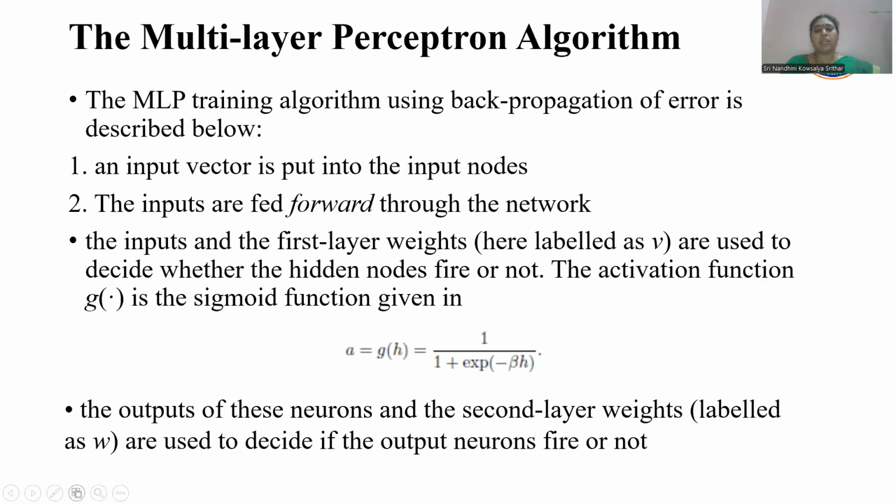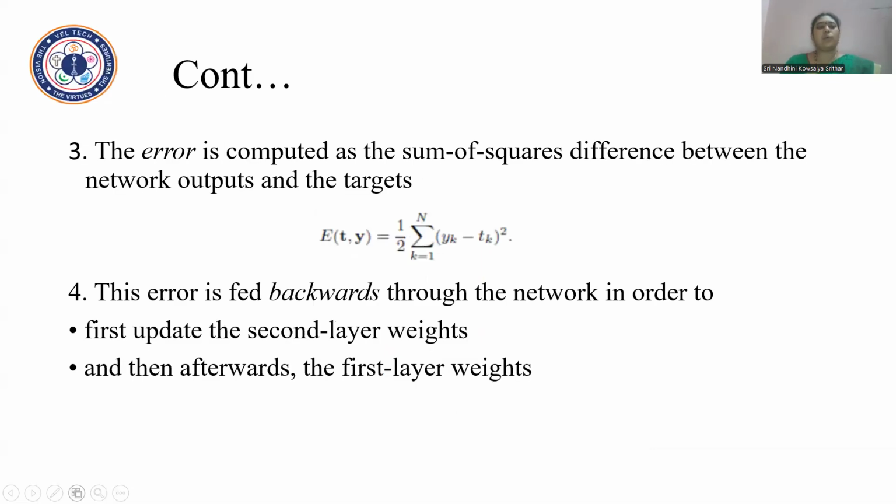The activation function is the sigmoid function, that is g of h equal to 1 by 1 plus exponential of minus beta into h. The output of these neurons and then the second layer weights are used to decide if the output neurons will fire or not. Next, the error is computed as the sum of squares difference between the network outputs and the targets.